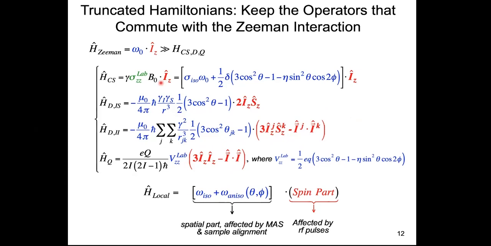So basically, truncation of the Hamiltonians by the large Zeeman field allows us to write down these local field Hamiltonians. And all of these local field Hamiltonians have two parts, the spatial part and the spin part. The spatial part is what we can manipulate by rotating the sample, and it's also something you can manipulate by preparing oriented samples. The spin part is about the spin operators, and those respond to RF pulses. So when you manipulate pulse sequences, you are affecting the IZ, SZ, IX, IY, and so on. And when you manipulate sample rotation or alignment, you're affecting the frequency part.